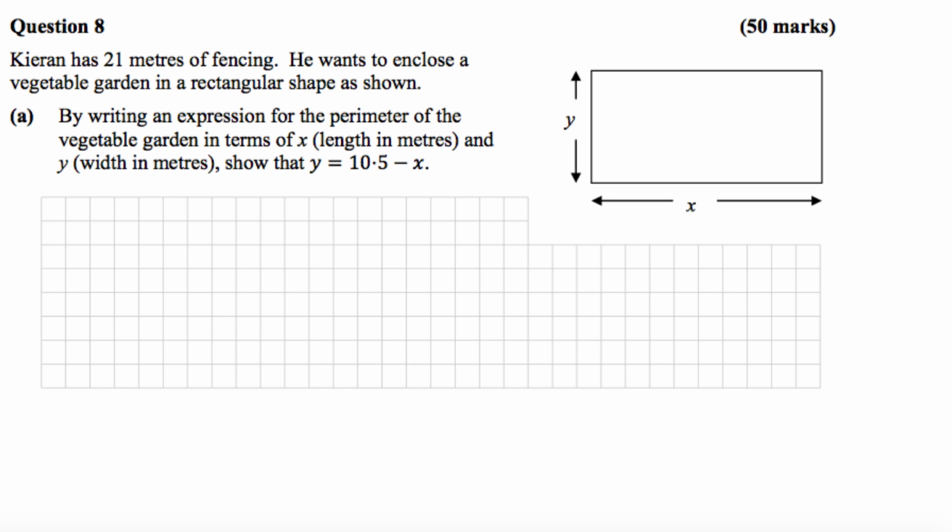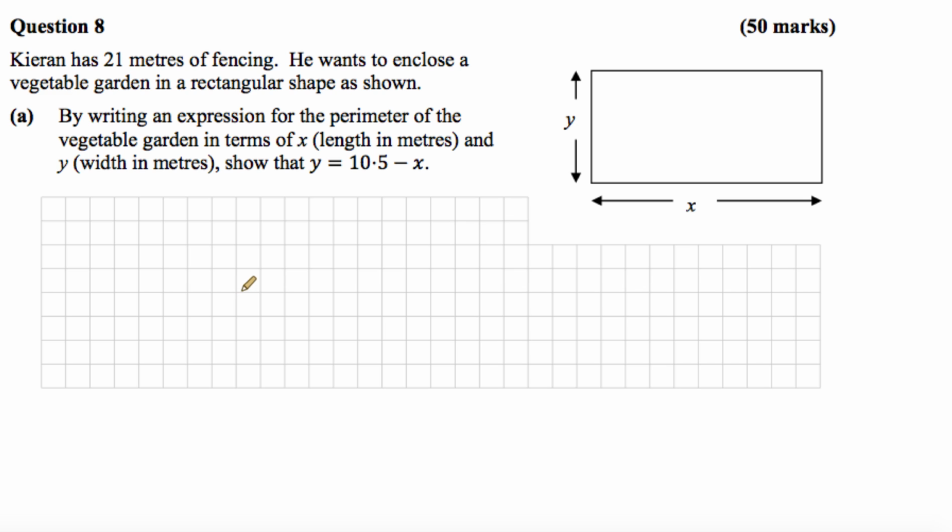So this is the 2016 Leaving Cert Ordinary Level Paper 1 and we're looking at question number 8. Kieran has 21 metres of fencing. He wants to enclose a vegetable garden in a rectangular shape as shown. So here's our rectangular shape.